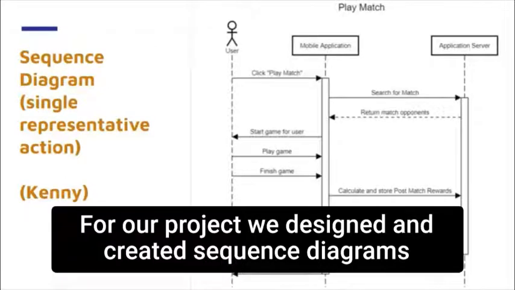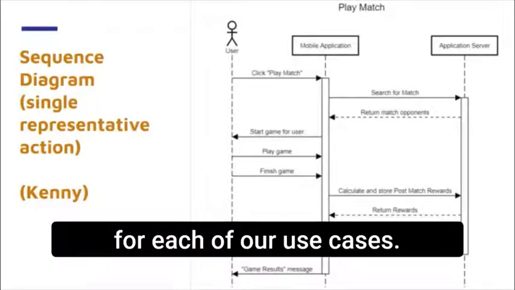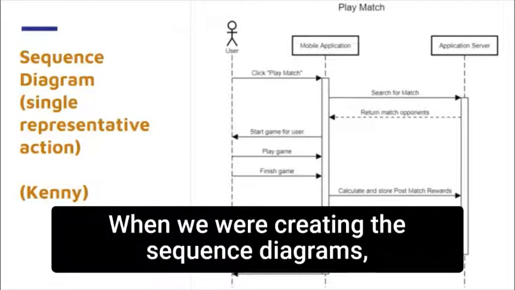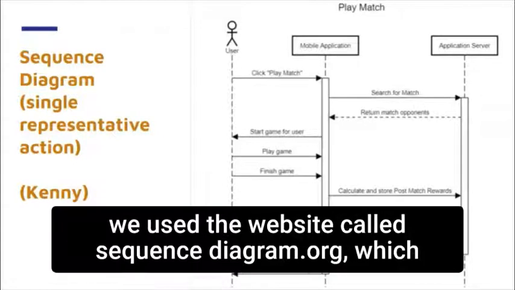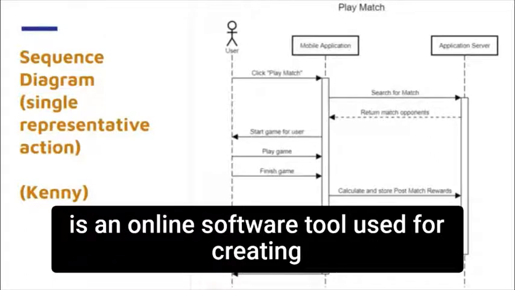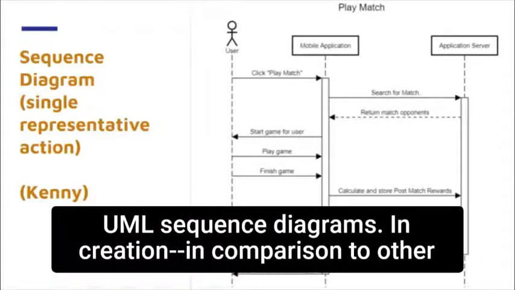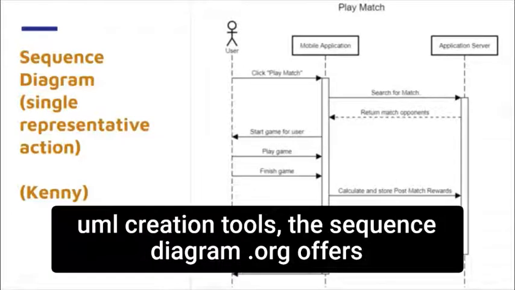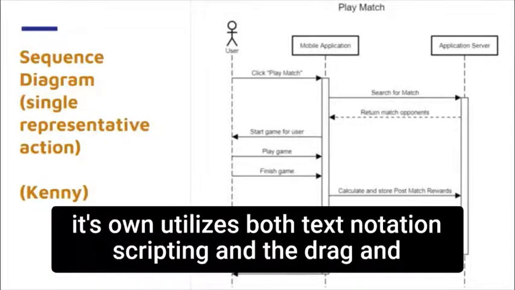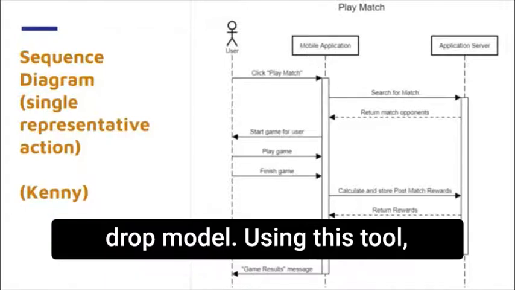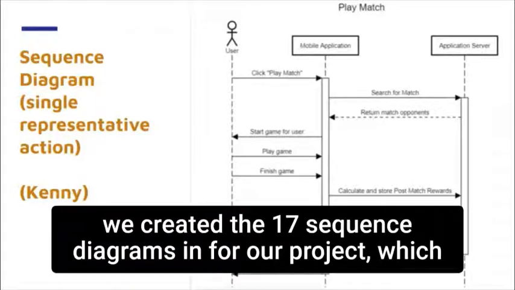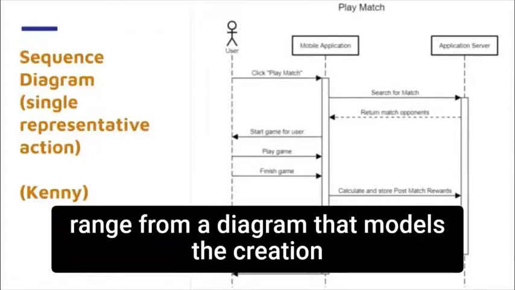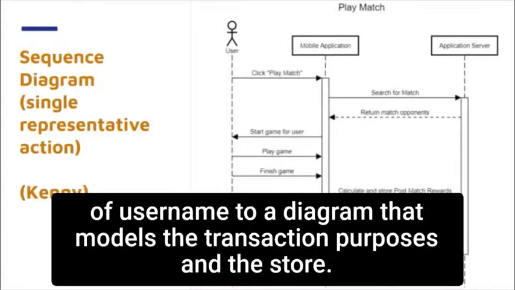For our project, we designed and created sequence diagrams for each of our use cases. When we were creating the sequence diagrams, we used a website called sequencediagram.org, which is an online software tool used for creating UML sequence diagrams. In comparison to other UML creation tools, sequencediagram.org offers a tool that utilizes both text notation scripting and the drag and drop model. Using this tool, we created the 17 sequence diagrams needed for our project, which range from a diagram that models the creation of a username to a diagram that models the transaction purchases in the store.